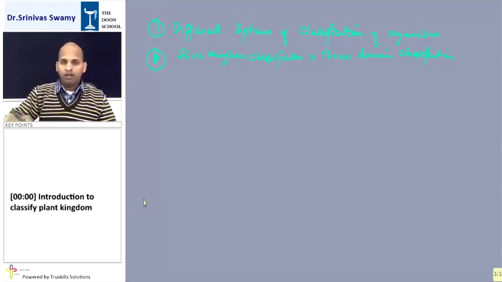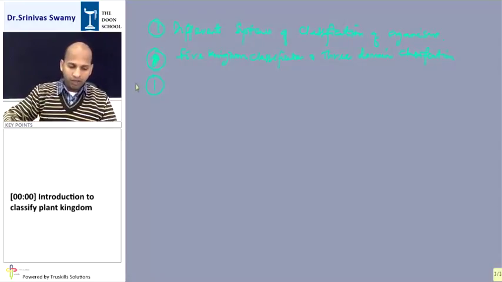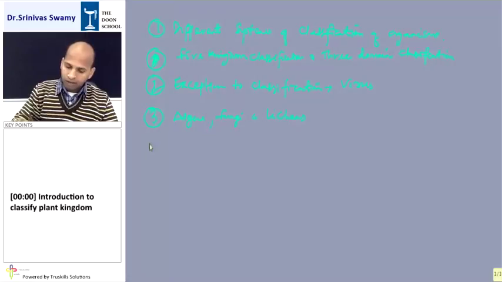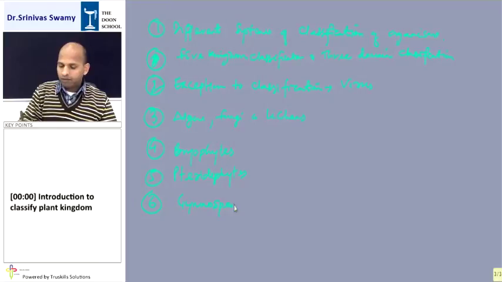This is what we will look at in our next session. Then we'll look at exceptions to classifications, for example viruses. In the next session, we will look at algae, fungi, and lichens very briefly. Then we will look at the bryophytes, then the pteridophytes, then the gymnosperms and the angiosperms at the last, and the life cycle of angiosperms.